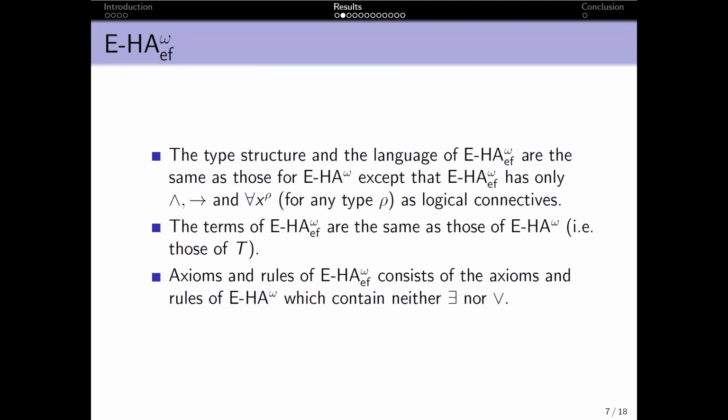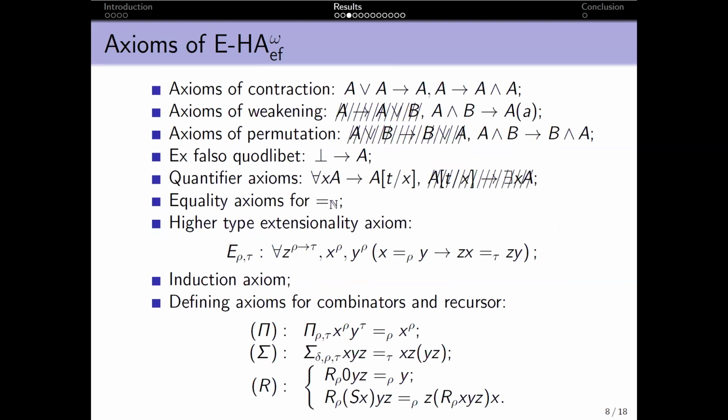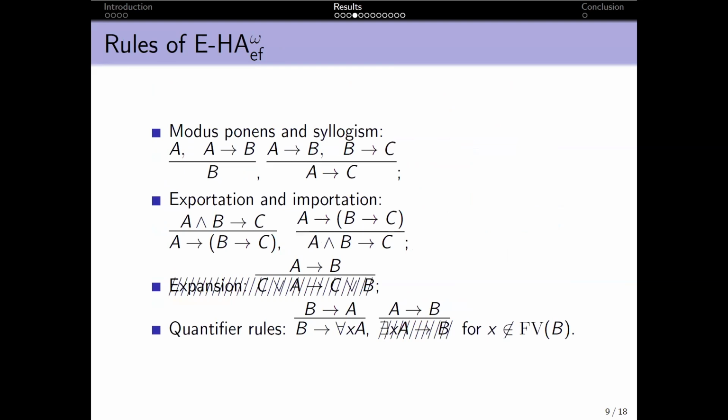The axioms and rules of EHA omega EF consist of those of EHA omega which contain neither the existential quantifier nor disjunction. Namely, we can simply drop all the axioms and rules which contain disjunction or the existential quantifier, like this. Here the expansion and existential quantifier rules are omitted.